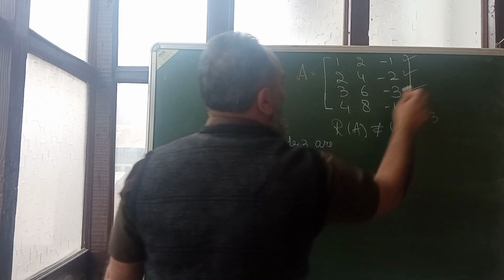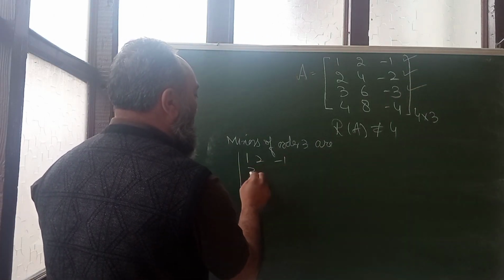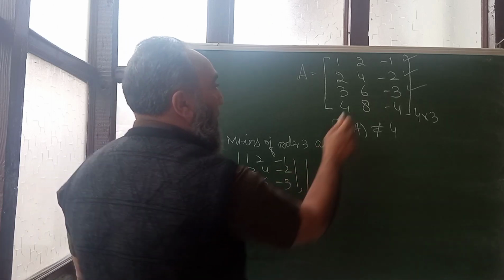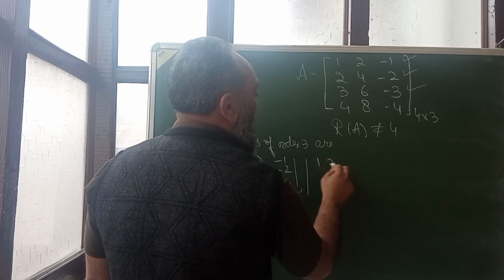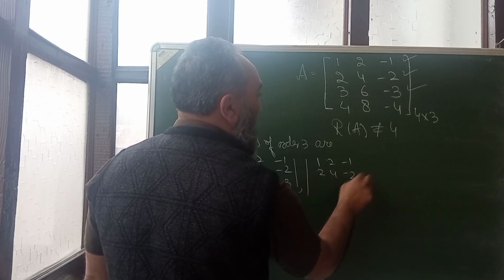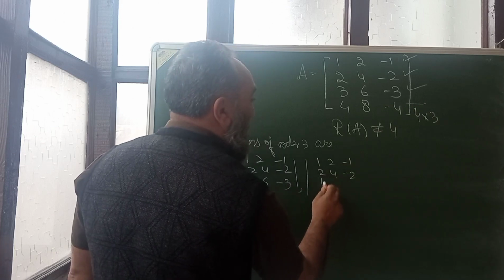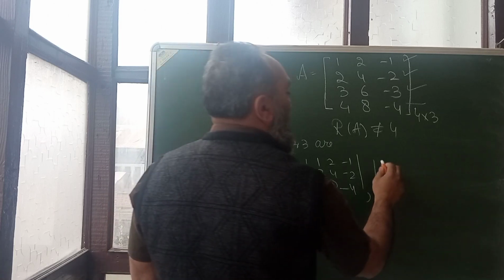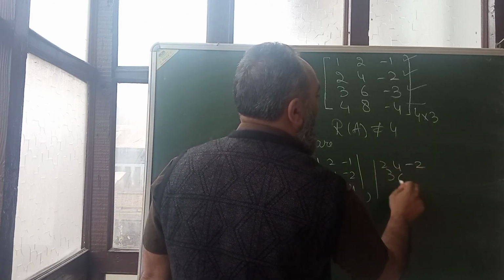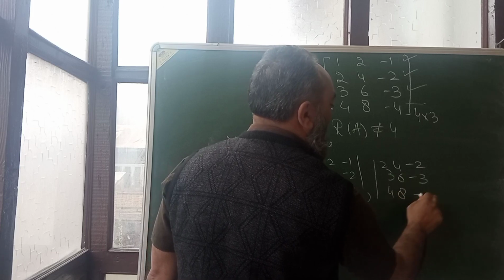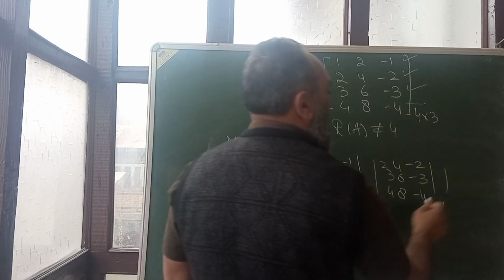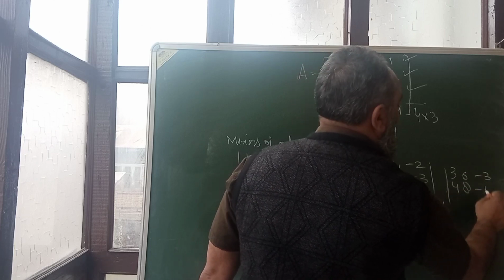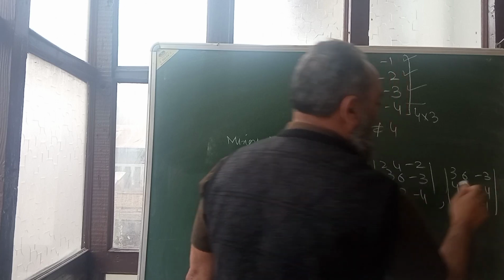This one and this one. 1, 2, minus 1; 2, 4, minus 2; 3, 6, minus 3. Another is 1, 2, minus 1; 2, 4, minus 2; and this one, 4, 8, minus 4. Then start from the second row: 2, 4, minus 2; 3, 6, minus 3; 4, 8, minus 4. Then start from the third: 3, 6, minus 3; 4, 8, minus 4; and 1, 2, minus 1.